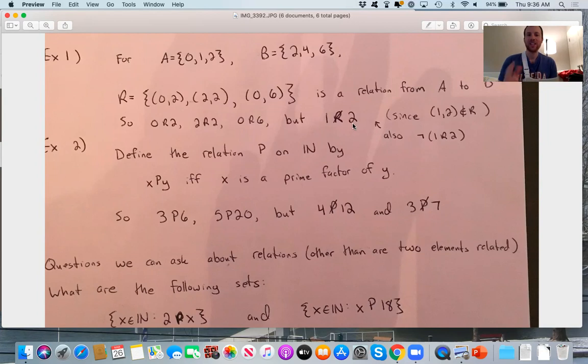So just like writing not equal to or not less than, we put a line through this R telling us that these two aren't related, because the ordered pair 1, 2 isn't on this list. It's not an element of the relation, and so 1 and 2 aren't related to each other. We can also, if we want, write this using some of our logical notation and say that the statement 1 is related to 2 is false with this negation in front of it.